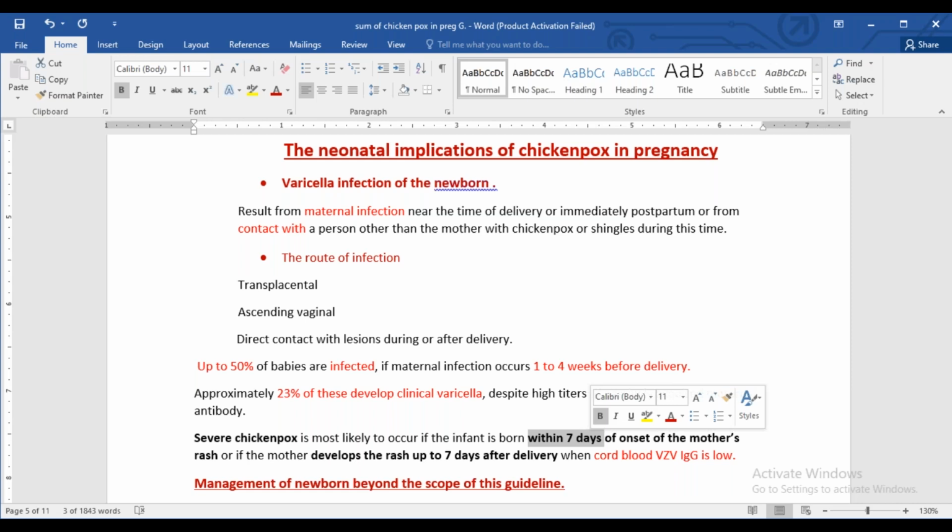If the mother gets the rash 7 days before delivery, or she developed rash within 7 days after the delivery. Why will the baby develop severe chickenpox in this time? Because the transmitted immunity from the mother to the baby will be low. There is no time to transmit the IgGs from the mother's immunity to the fetus. That's why if the mother's rash happens 7 days before delivery or 7 days after delivery, the baby is mostly likely to develop severe chickenpox infection.